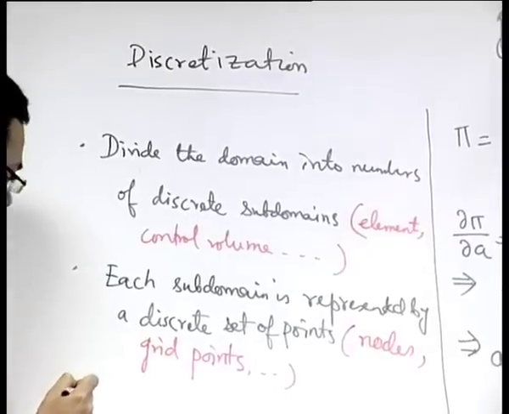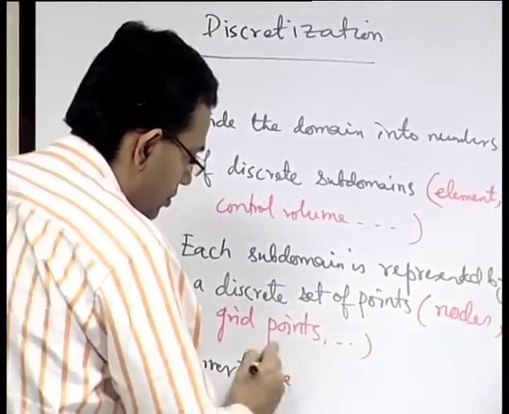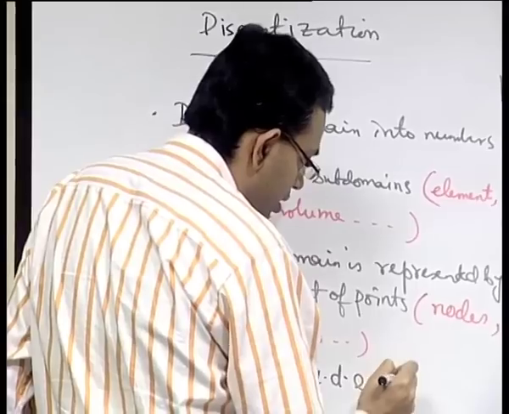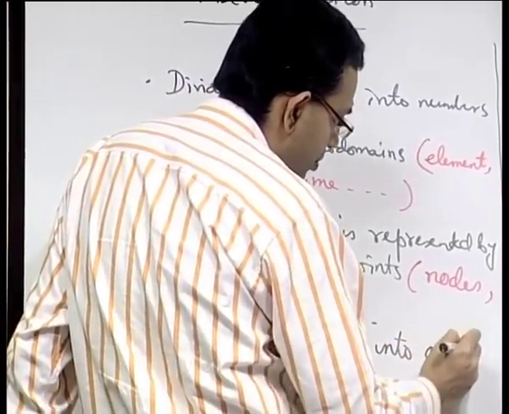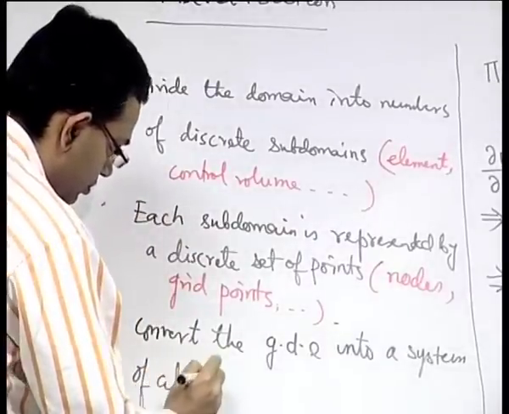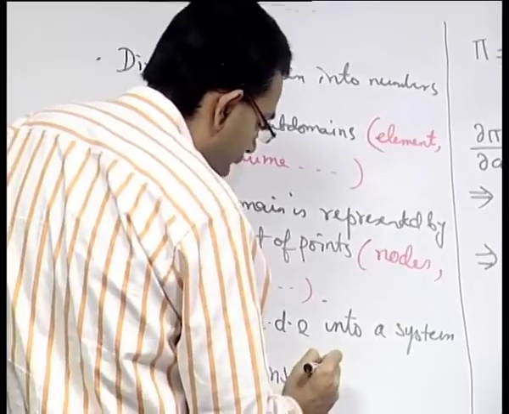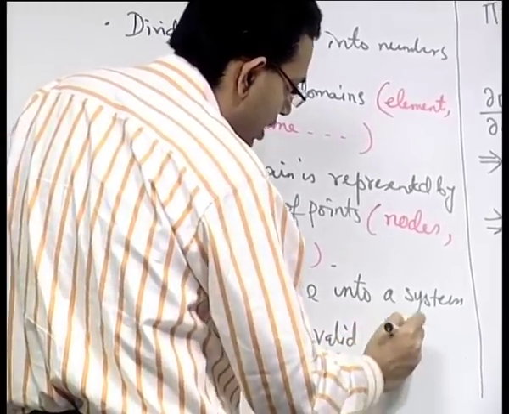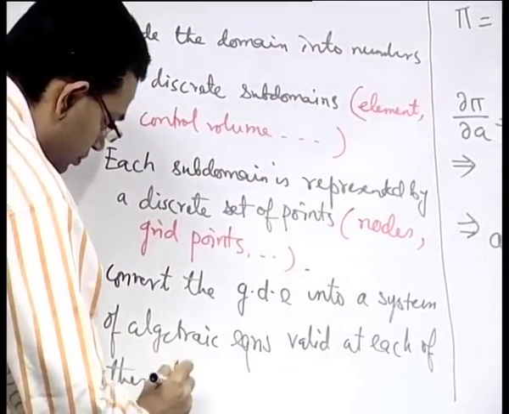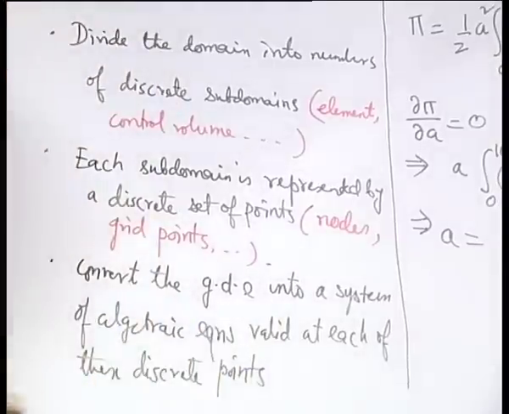And then your objective is to convert the governing differential equation into a system of algebraic equations valid at each of these discrete points. That is the task of the method itself.